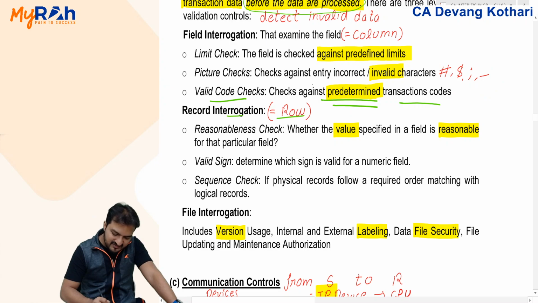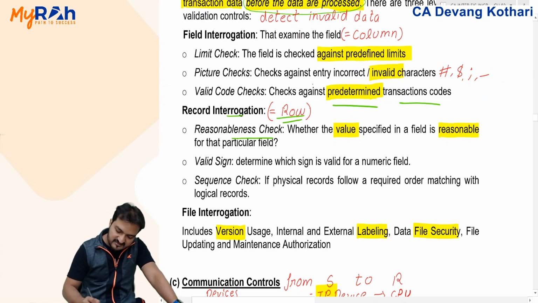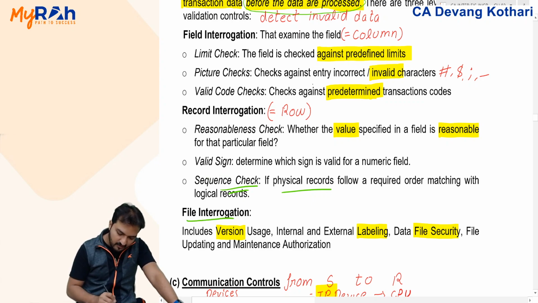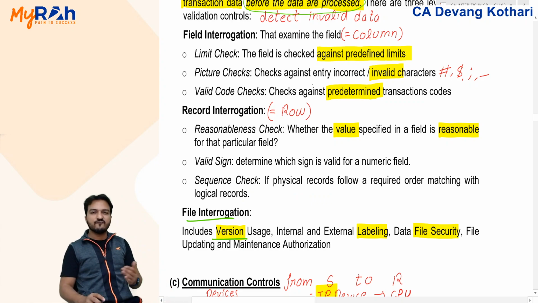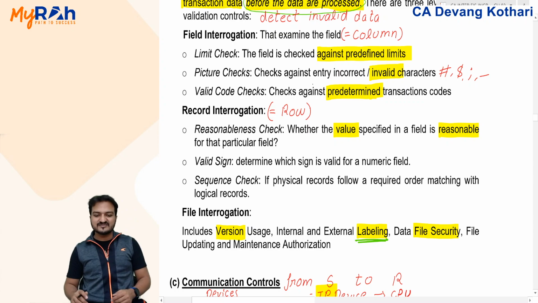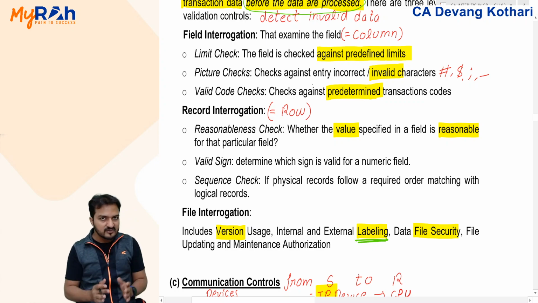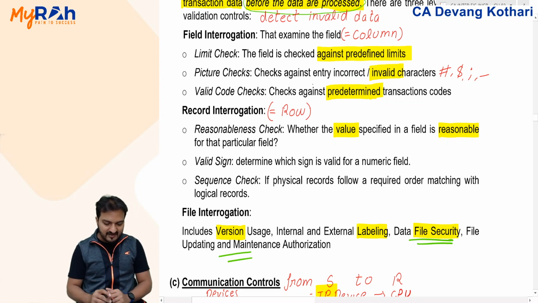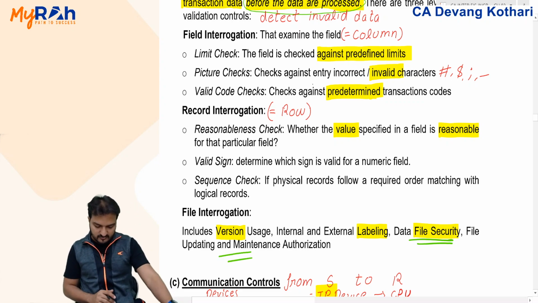Record interrogation is with respect to rows. Reasonableness check, to check whether the value entered in the row is reasonable or not. Valid sign, the plus or minus sign. Sequence check, to check whether all transactions are recorded or not. And file interrogation includes version usage, to check whether the version of the file you are using is correct or not. Labeling is basically naming the file, putting proper labels on the file. File security, you check data file security. All that comes under validation controls.